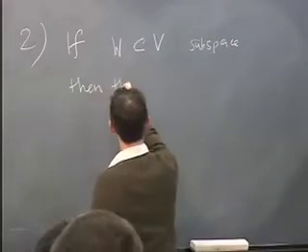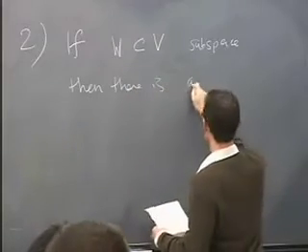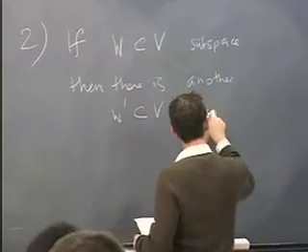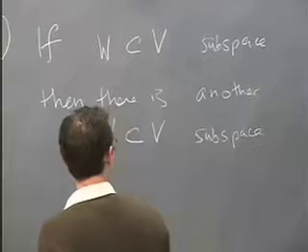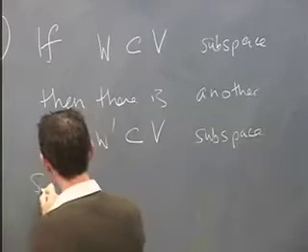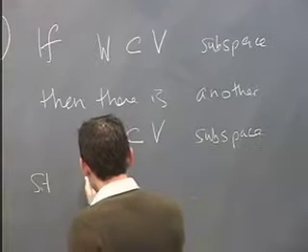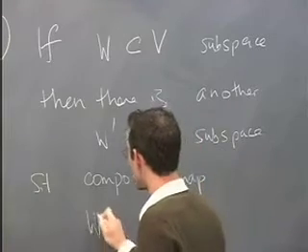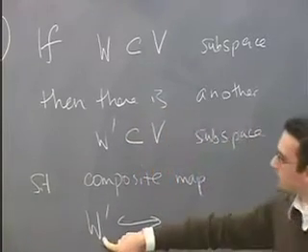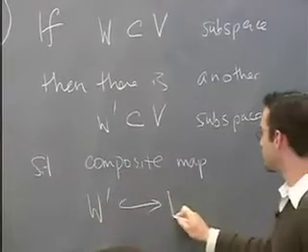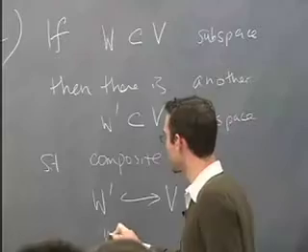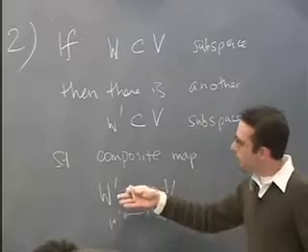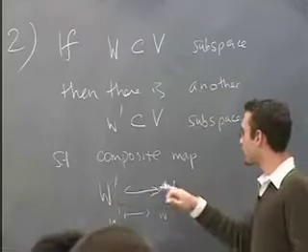then there is another subspace W prime of V such that the composite map, so I can certainly just inject W prime into V by just letting w prime map to w prime. I mean, this is just the embedding map. This is the identity map on W prime.